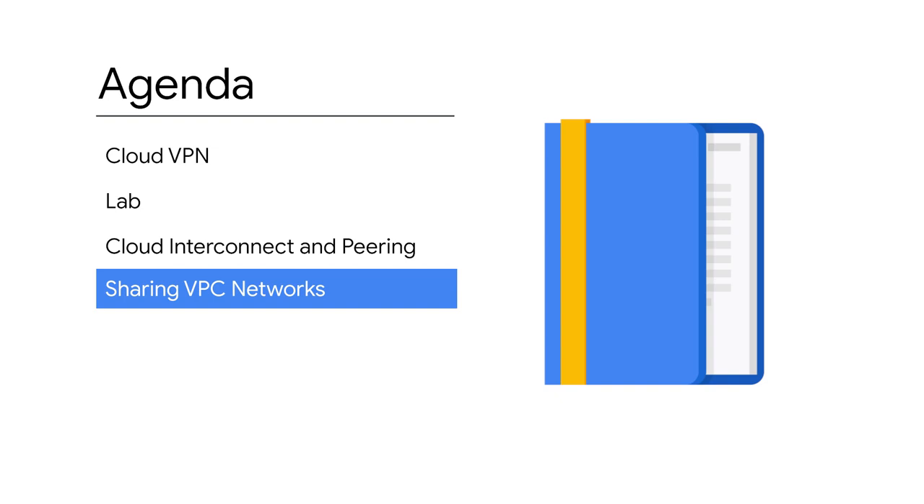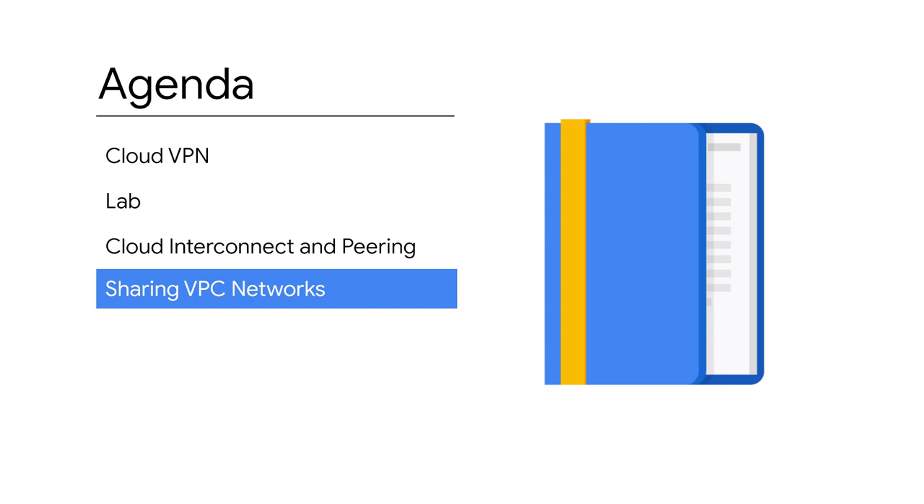Let's move our attention from hybrid connectivity to shared VPC networks. In the simplest cloud environment, a single project might have one VPC network spanning many regions with VM instances hosting very large and complicated applications. However, many organizations commonly deploy multiple isolated projects with multiple VPC networks and subnets.